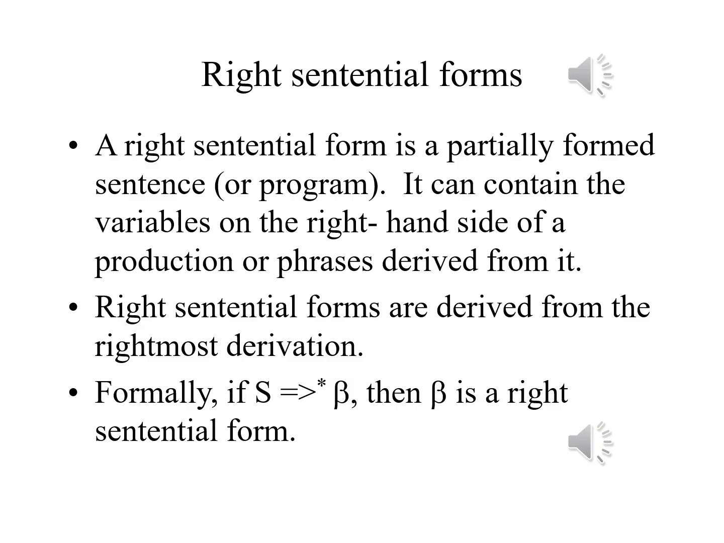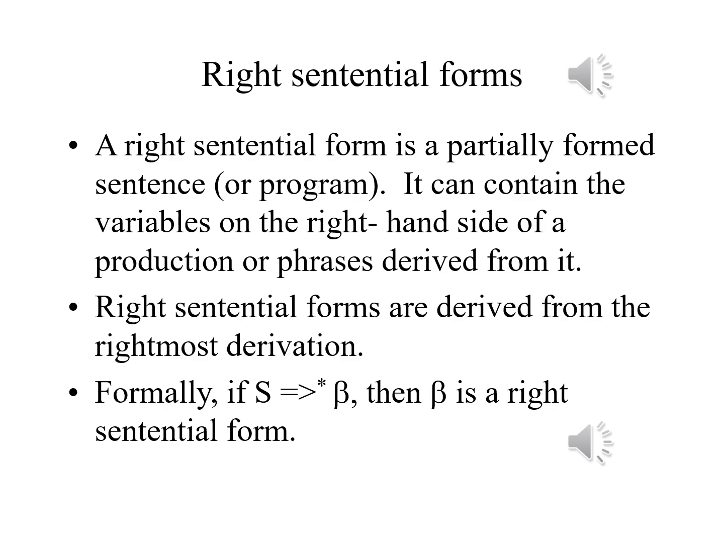We are usually talking about right sentential forms because they are on the right-hand side of a production. In a context-free grammar, we will never see a terminal on the left-hand side of the production. Right sentential forms are derived from the rightmost derivation, and formally, if we say S ultimately derives beta, that means that beta is a right sentential form.